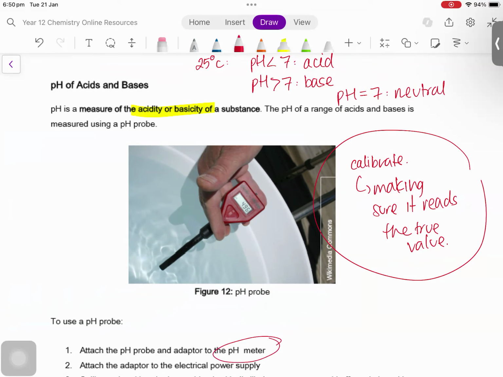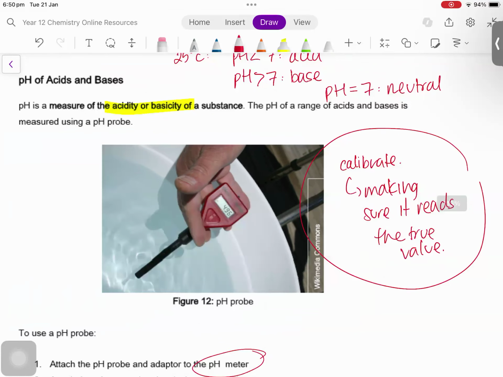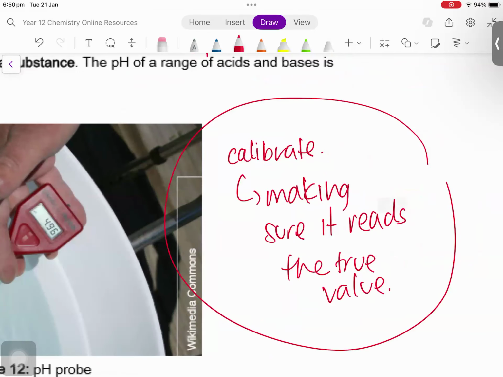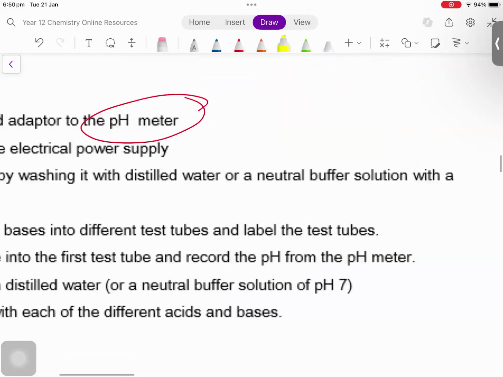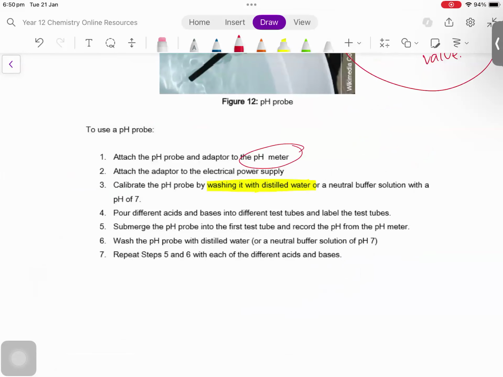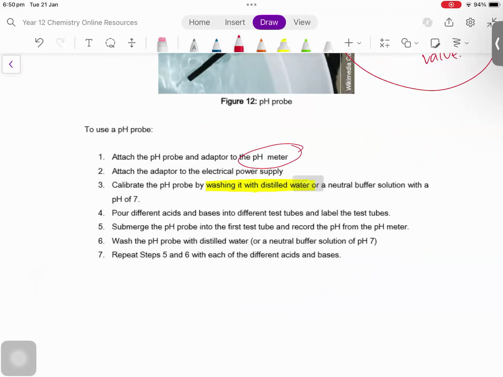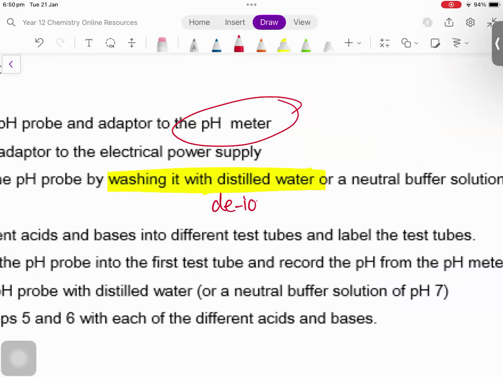You want to rinse it in between every one, because if you dip it into an acid and then you dip it into a base after, you've now mixed the acid and the base together and it might not read the correct value. So first thing you want to do is calibrate it. And then number two, when you're switching between solutions to figure out the pH, just rinse it a bit with distilled water, or deionized water is the other word.